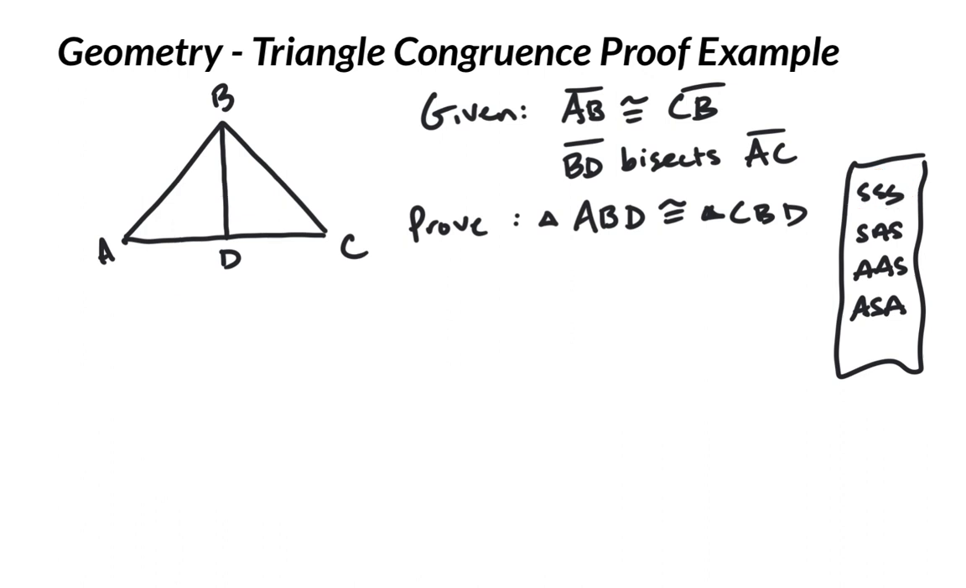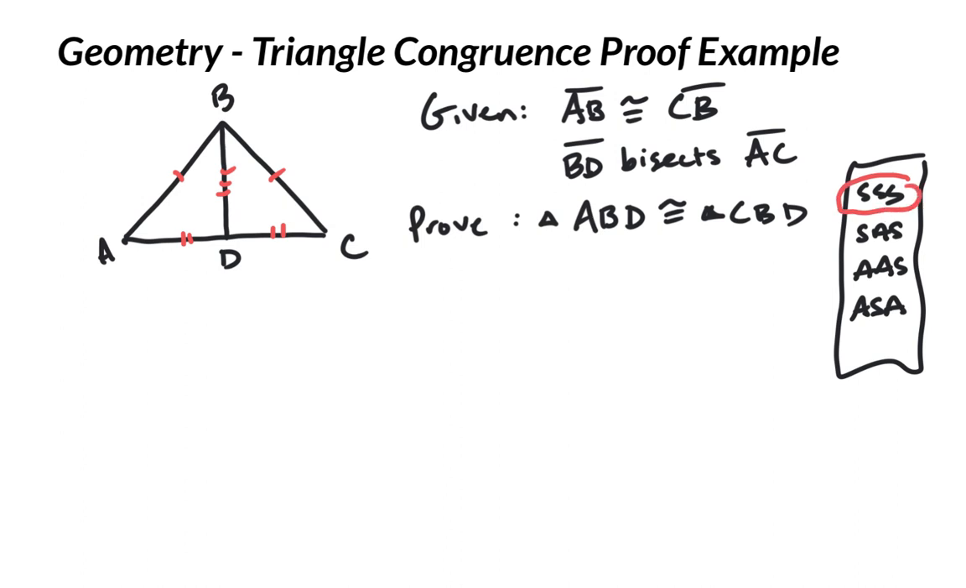All right, so let's mark in what was given here. We were told that AB and CB are congruent. Then we were told that BD bisects AC. Now what that means is that it cuts it in half. That's what a bisector does. So that must mean that these two sides are equal to each other. And of course, we can use that reflexive property to say that they share that side. To me, it looks like, of my four theorems here, we're going to use side, side, side.